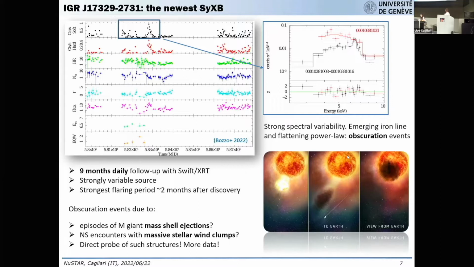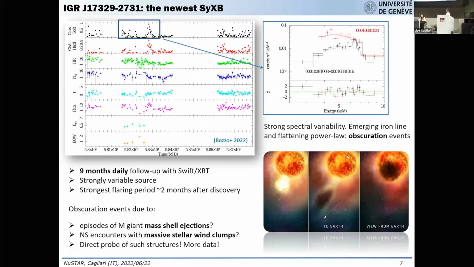So if you are an expert about X-ray eclipses, this spectrum here in black, when the source is faint, is exactly what you expect during obscuration, so when the X-ray source is obscured. What we concluded is that what we observed during this period, most likely, is that the neutron star was probably interacting with some big structure coming from the giant wind, something similar to what has been observed also in Betelgeuse. That is a different kind of star, but it has a very nice artist representation, so I use this one.